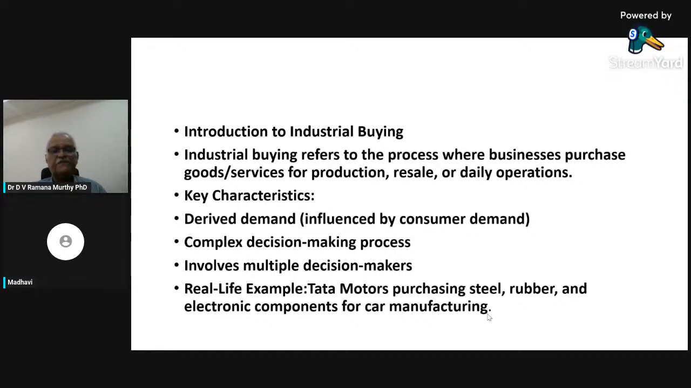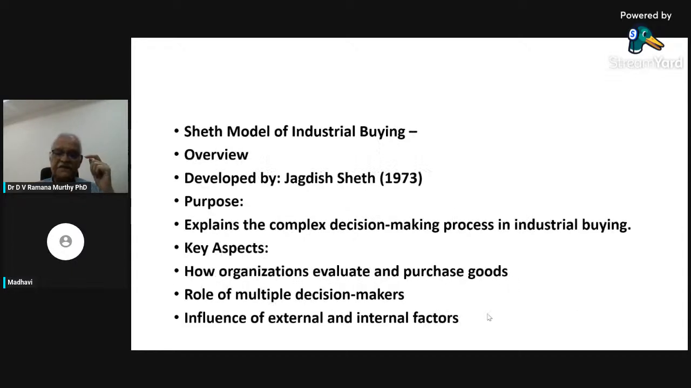So if you look at the example, we have already talked about it. Tata Motors purchased steel, rubber, electric components, tires, etc., for car manufacturing. Please note all these are industrial buying scenarios. They buy steel from outside, they buy rubber, tires, or some electronic components with which they make a car. So that's an industrial buying example.